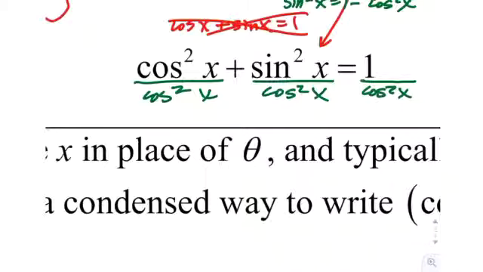Let's simplify. What is cosine squared over cosine squared? Anything divided by itself is 1. Look at this. By the ratio identity, what is sine squared over cosine squared? Tangent squared. And then on the right side, by the reciprocal identity, what is 1 over cosine squared?